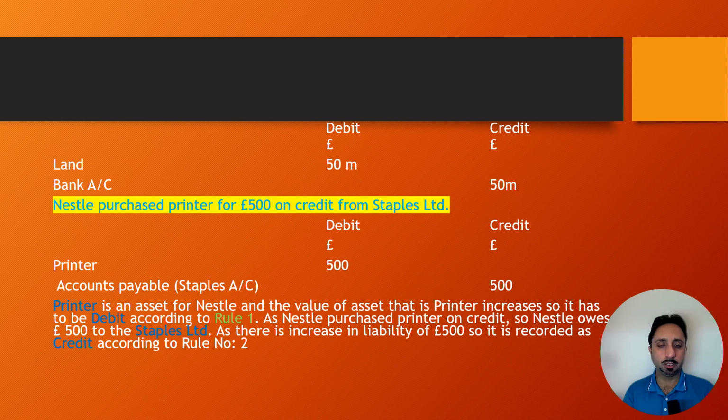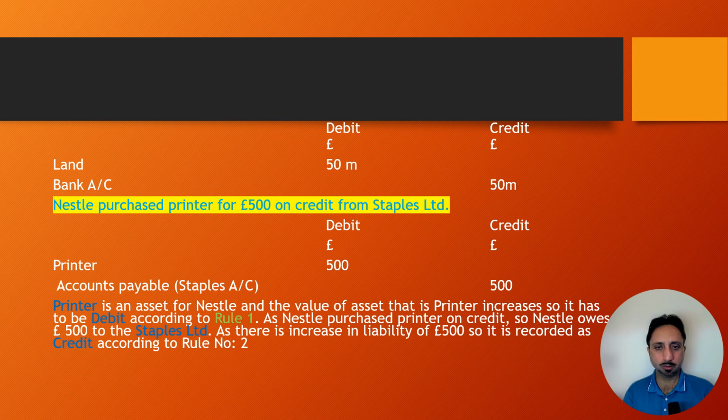Likewise, there is a liability generated, and when there is increase in the liability, it has to be credited. So liability account, which in technical terms we refer to as accounts payable, or we just mention the name of the creditor, that is Staples account. So we mention accounts payable, Staples, as £500, and that is credited.